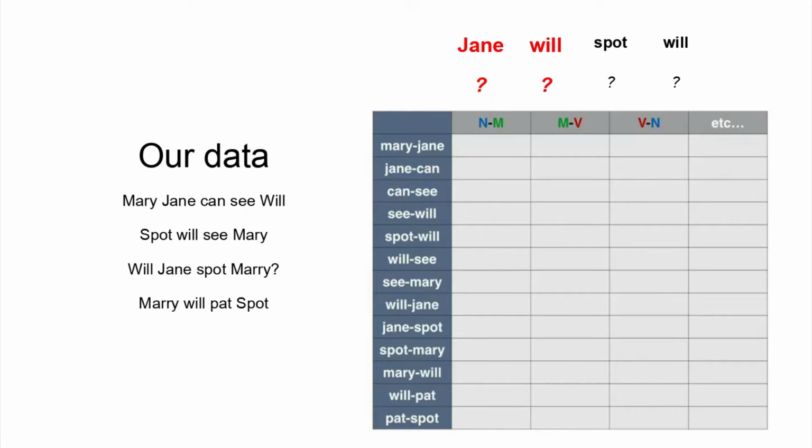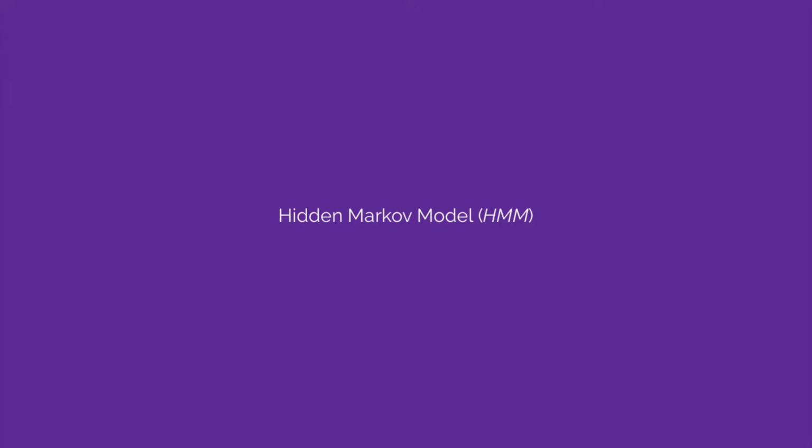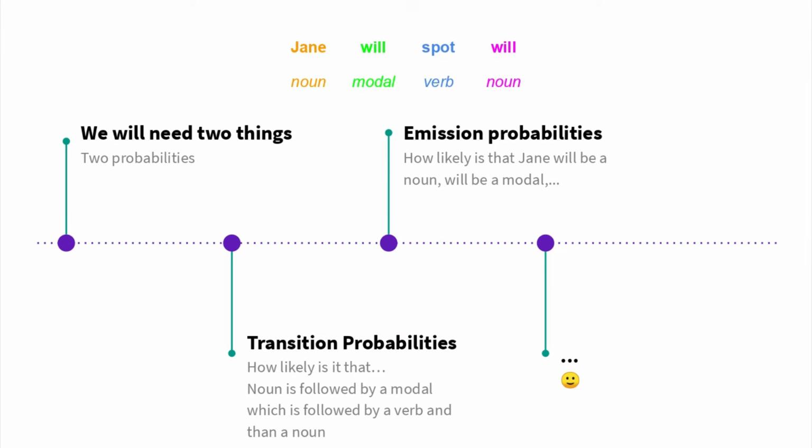So wherever there is a problem, there is a solution, and I think this is the best time to consider the hidden Markov model. The hidden Markov model is a probabilistic model in which we'll be considering probabilities. There are two probabilities that we'll be using. The first one is the transition probability. What is that? It's how likely it is that a noun will be followed by a verb. So basically, if Jane is a noun, how likely is the next word to also be a noun, or a modal verb, or a verb, right?